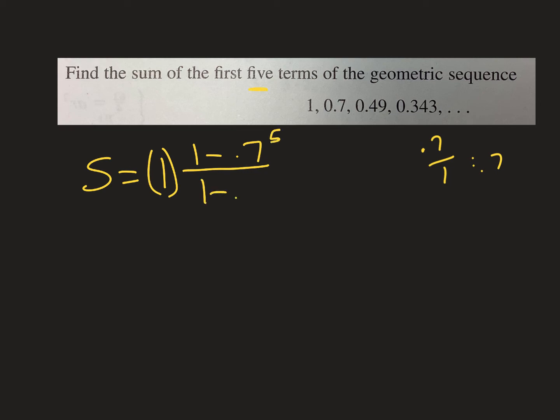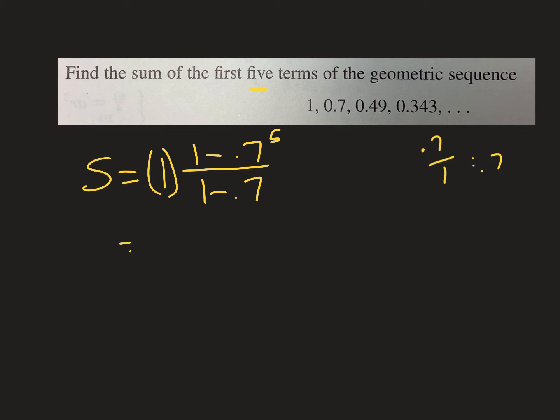Let's try a couple here. The first one says find the sum of the first 5 terms of this one. So again, that formula was the first term, which is 1, times, I'm going to put the 1 in parentheses, probably easier, 1 minus r to the n. R, remember, is the second term over the first. That's just 0.7. So I'm going to do 1 minus 0.7, n is 5, to the 5th power over 1 minus 0.7.